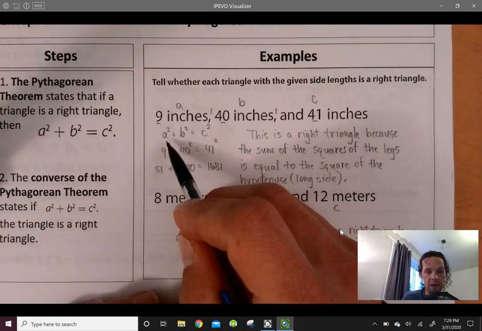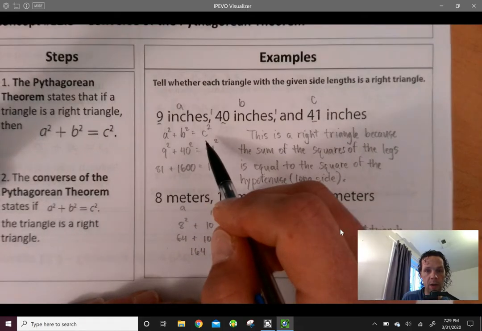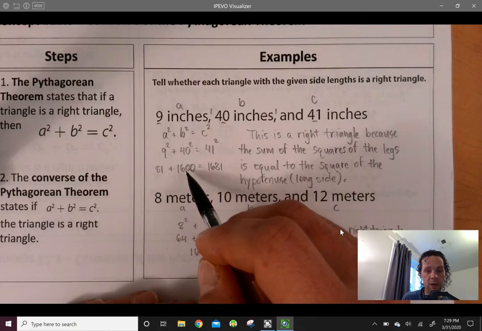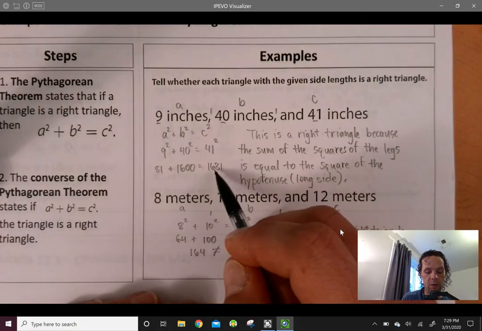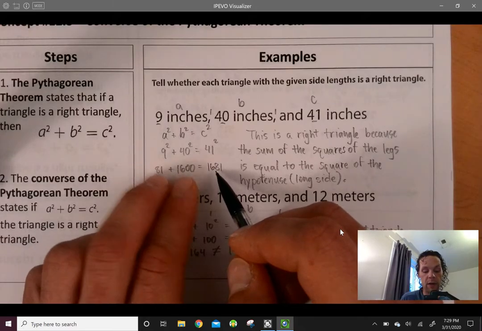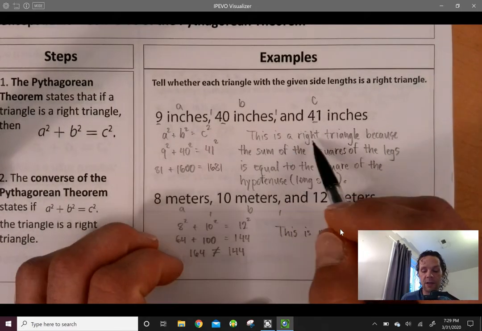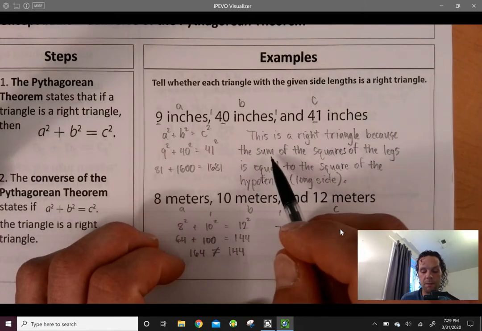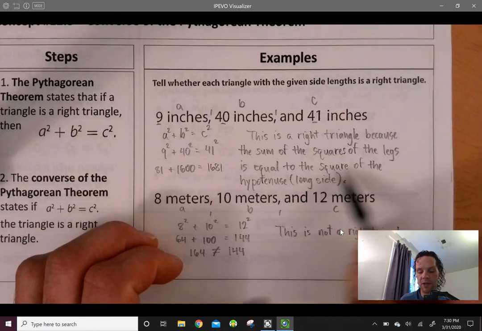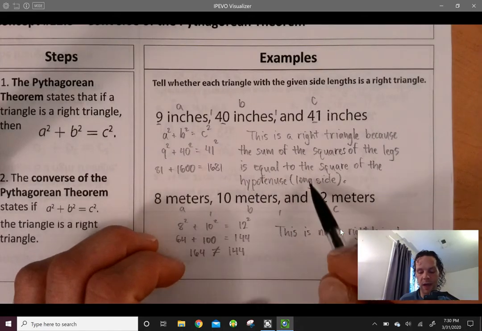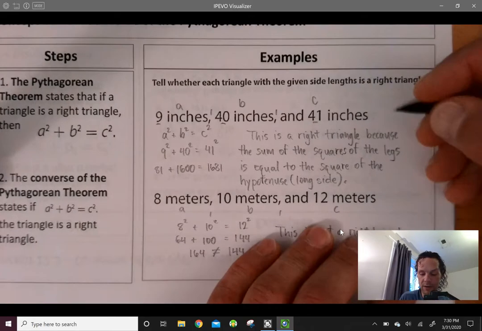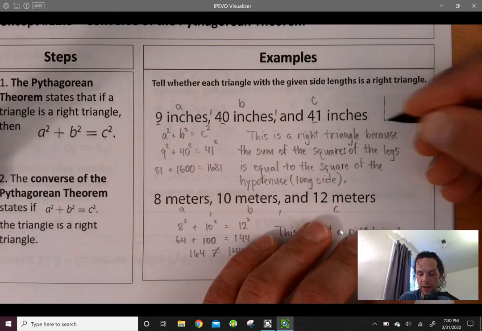Okay, so we substitute those values over here into the Pythagorean theorem formula. 9 squared is 81, 40 squared is 1,600, and 41 squared is 1,681. You can see when you put those two together, they are in fact equal. So this is a right triangle because the sum of the squares of the legs is equal to the square of the hypotenuse. The hypotenuse is the long side. The legs are adjacent to the right angle, right? So that triangle looks just like this.